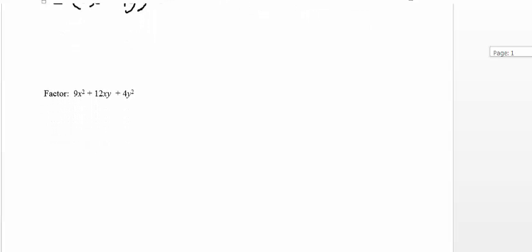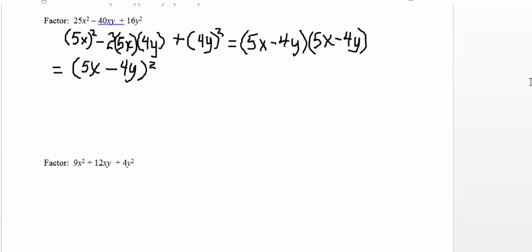All right, so here we're faced with factoring 9x squared plus 12xy plus 4y squared. All right, so we see that the third term is the addition, that has to be an addition, of a perfect square. The first term is a perfect square. If I square 3x, I get 9x squared.